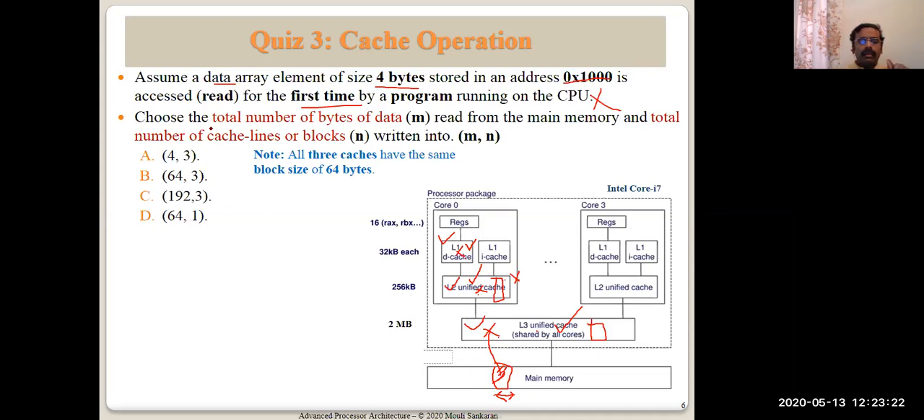What I want you to answer is the total number of bytes of data read from the main memory. How much data is transferred from here into the CPU? That is the first question, first number. You have to choose one of them. And then the total number of cache lines or cache blocks written into. That means how many cache entries will be overwritten or replaced. That is the second value. With this much explanation, I want you to answer the question. Okay, let me launch the poll.